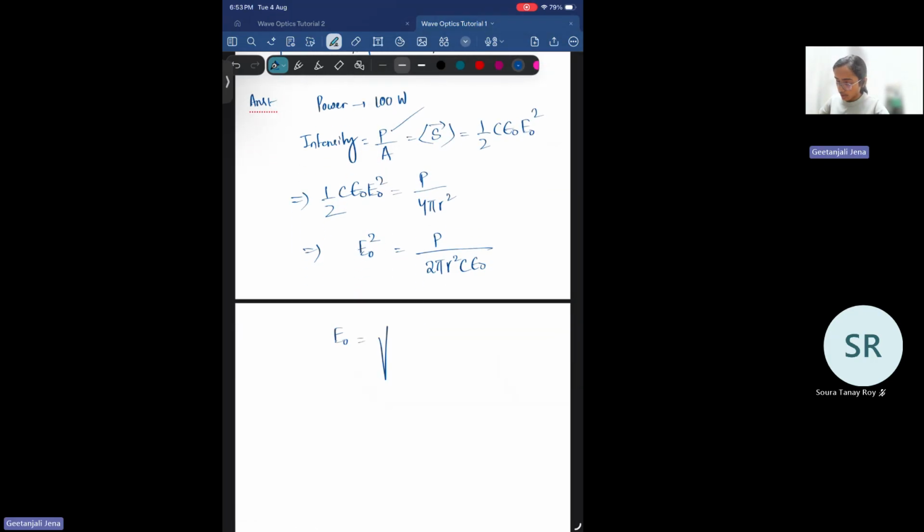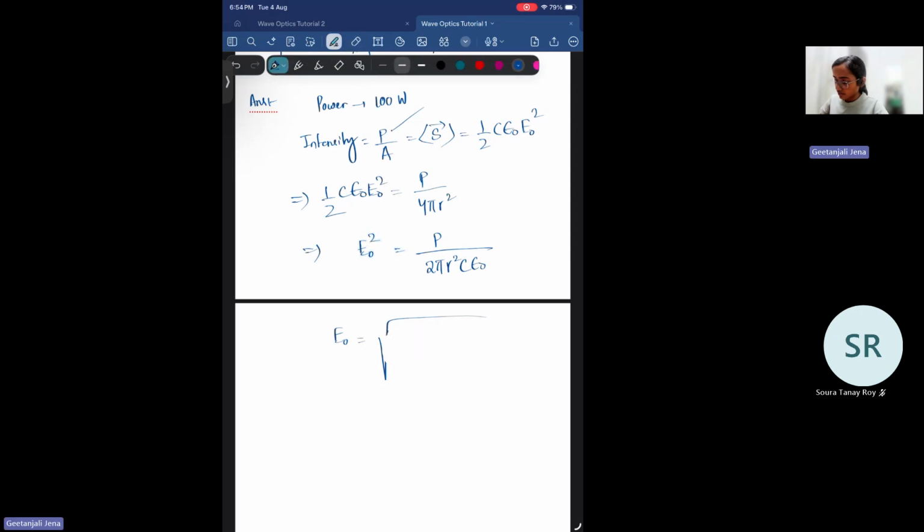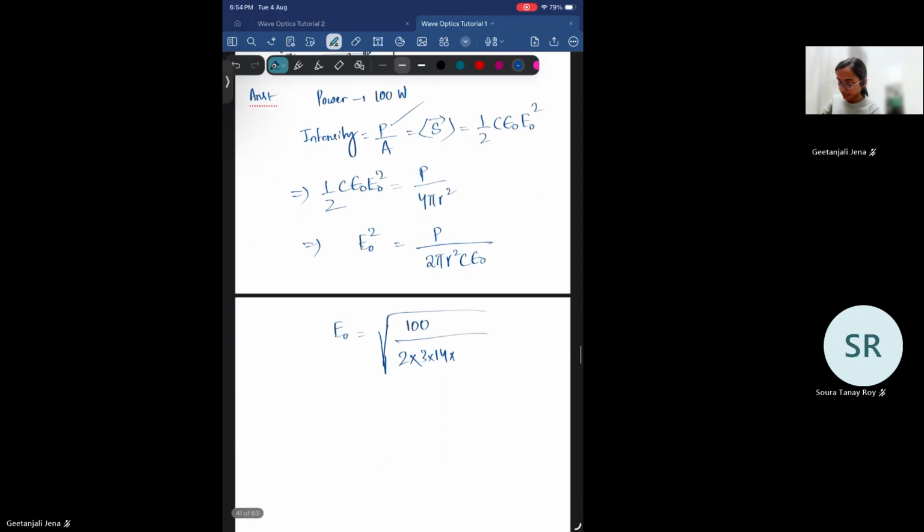So E naught is square root of 2P over... sorry, this is P. Let me just put the values. So P is 100 watt, 2 pi, R is, I think, 4 or 5, 5.